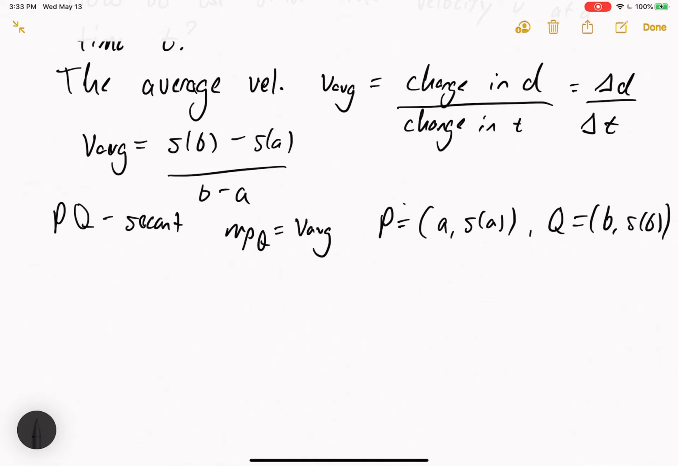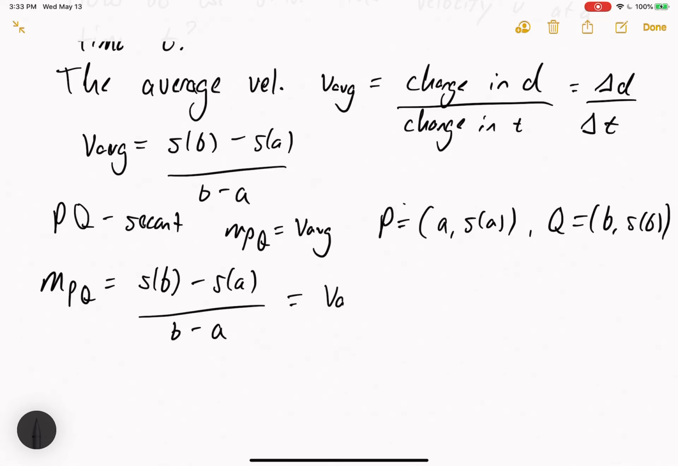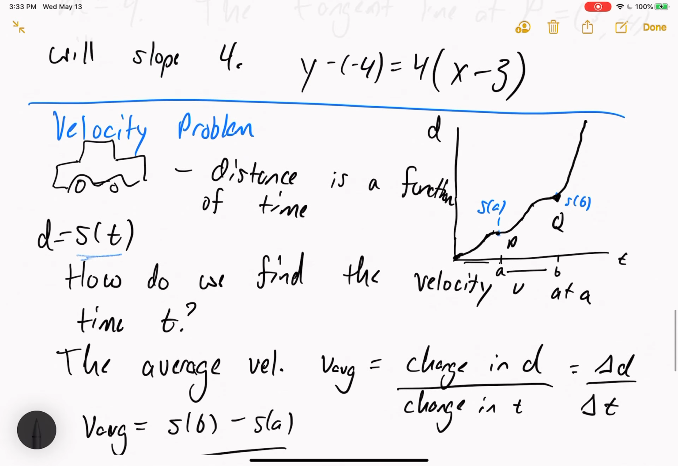So again, this looks weird at the moment, but one way we notice why this is true is to look at what M_PQ is. M_PQ will be equal to S of B minus S of A over B minus A, which is the same thing as we had above, so it's equal to V average. So what this tells us is that the velocity problem is the same thing as doing the tangent line.